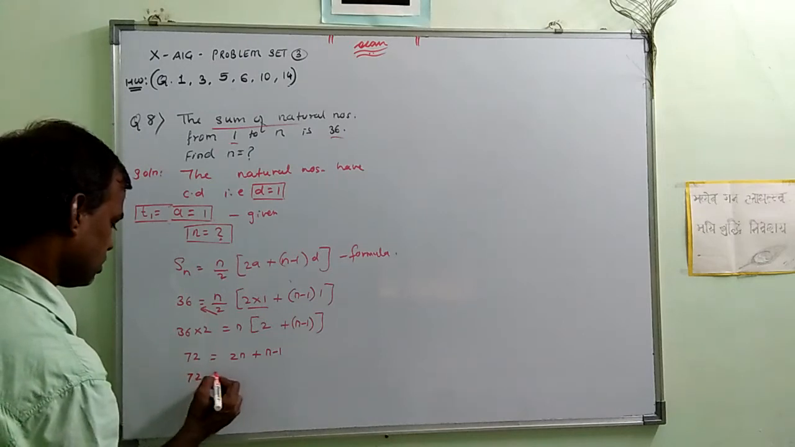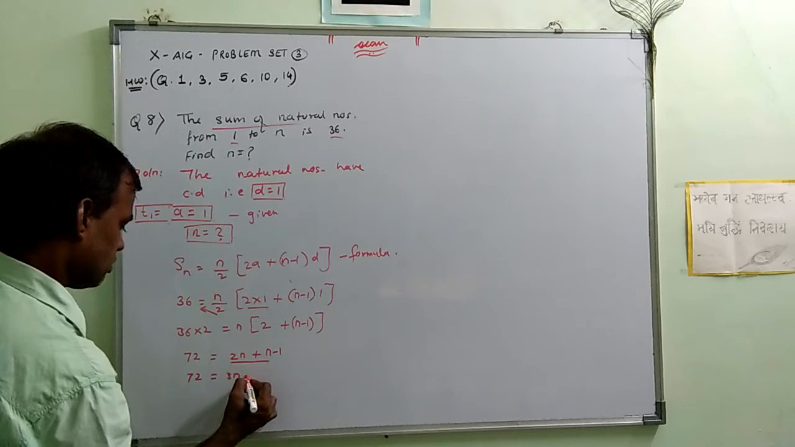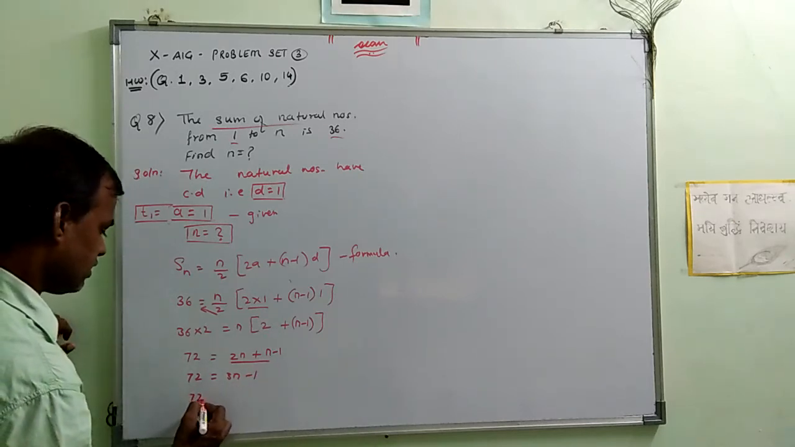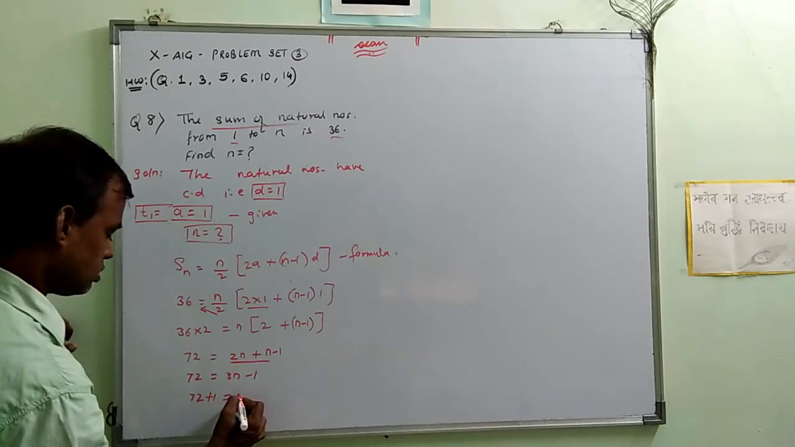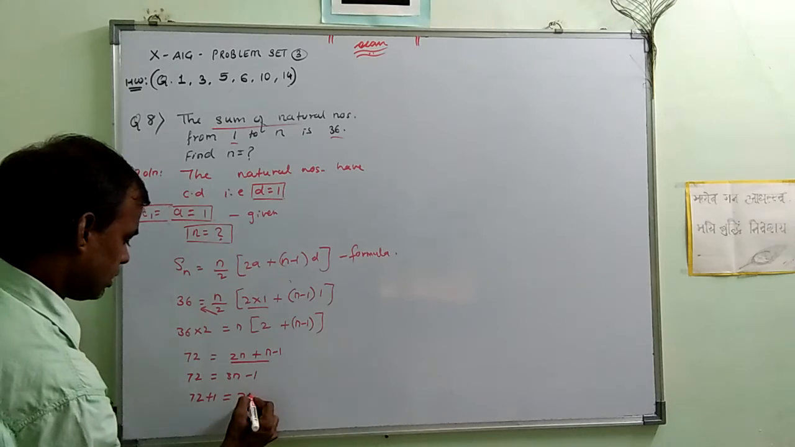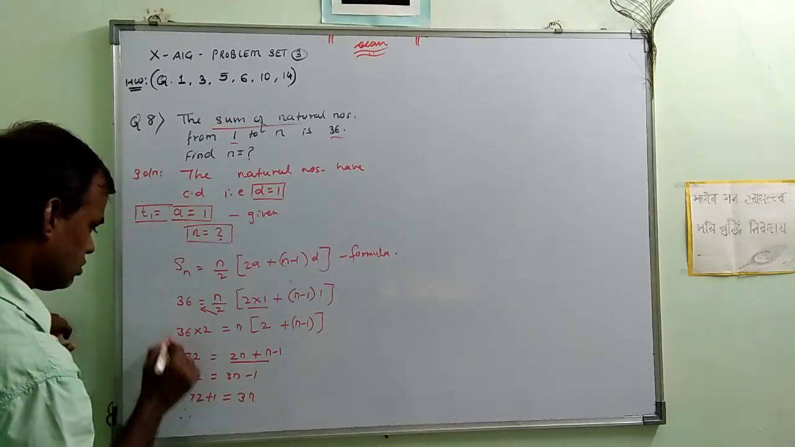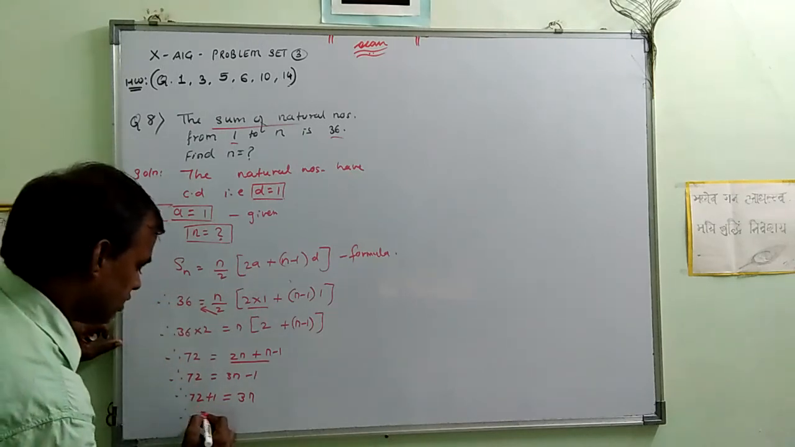So 72 equals 3n minus 1. That gives us 72 plus 1 equals 3n. Therefore 73.